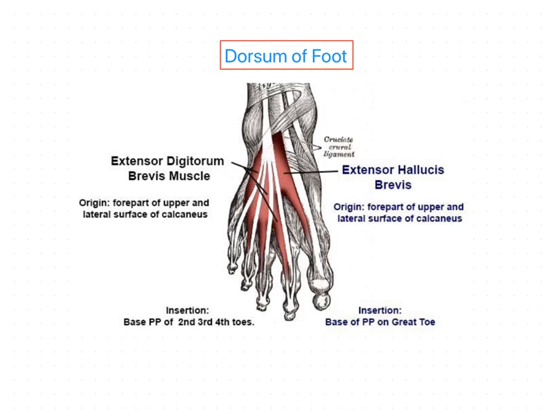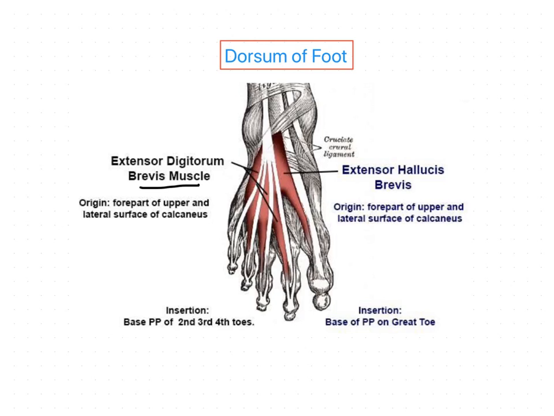Students, welcome back. In the previous session we discussed the muscles present in the different compartments of the leg. Now we are going to discuss the muscles present in the foot. The foot is also divided into two parts: the dorsum of the foot and the sole of the foot. On the dorsum of the foot you can find only one muscle, that is the extensor digitorum brevis muscle.